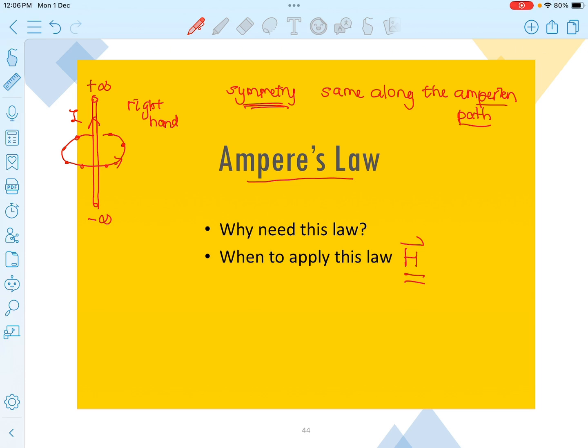So Ampere's law is suitable for an infinite line and also an infinite surface. This is something that we didn't learn in the Biot-Savart law. Later on you will see, when there is a current flowing on an infinite surface, you can use Ampere's law to calculate the magnetic field at the top and also at the bottom of this surface.